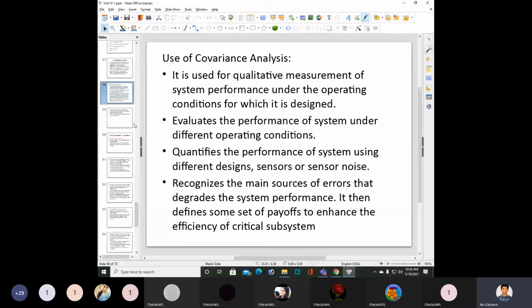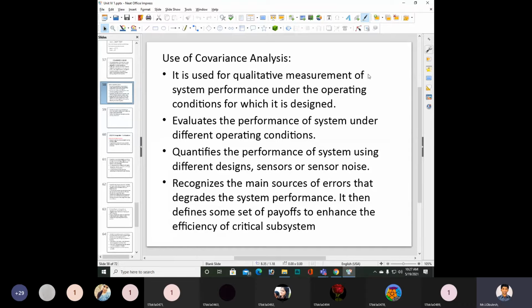Then the use of covariance analysis. It is used for qualitative measurement of system performance under the operating conditions for which it is designed. So here you need to evaluate the performance of the system.